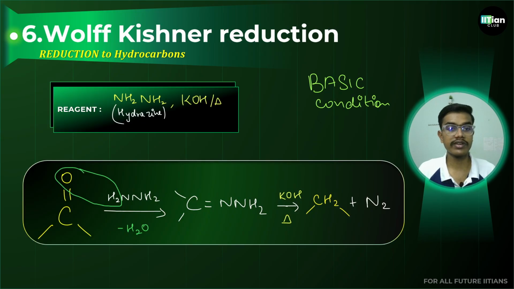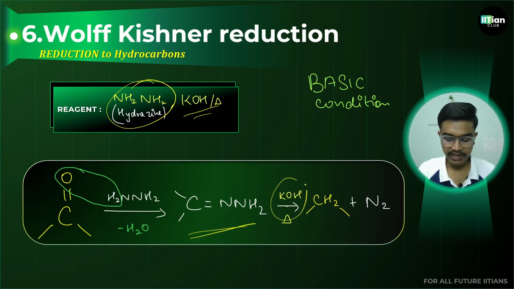Next, we have Wolff-Kishner reduction, wherein we are reducing with the help of NH2NH2, hydrazine, and KOH, which is a base. You can see the reaction over here. First, when we have a carbonyl group, it reacts with the hydrazine to form something like this. And then when it reacts with a base, we get the final hydrocarbon over there. And as this is happening in basic condition, this fails when a base sensitive group is present.